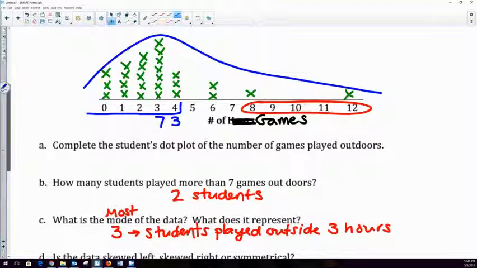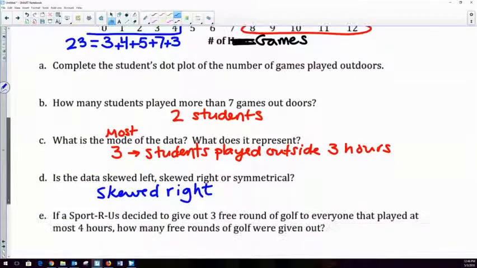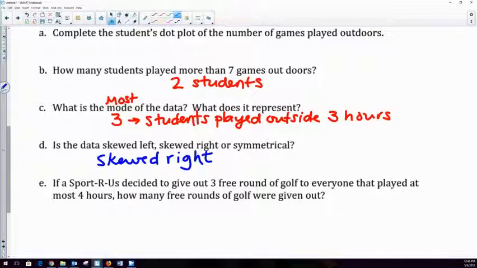Under the 3 column, we had 7. The 2 had 5. The 1 had 4. And the 0 had 3. So if we add up all of those numbers, we find that there were how many? Go ahead and add them up now. Good job. 23 is the total number of students that played outside for at most 4 hours. So if they gave out 3 free rounds of golf for all those students, 23 times 3 ends up being 69 rounds of golf were given out.